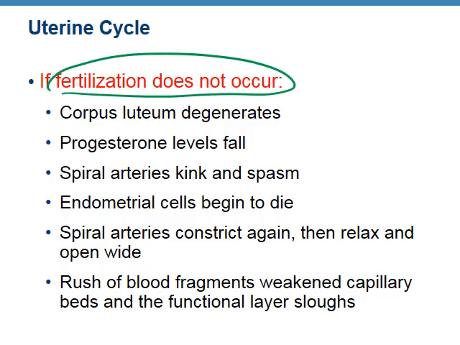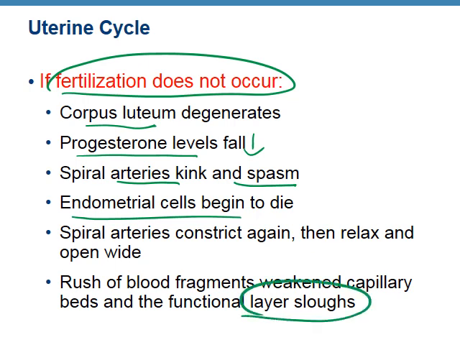So this is if fertilization doesn't occur. So the corpus luteum is going to degrade, progesterone levels are going to fall, the arteries are going to kink and spasm, the endometrial cells are going to die, and basically we're going to have endometrial tissue that's sloughing off. So just think the opposite if fertilization does occur.